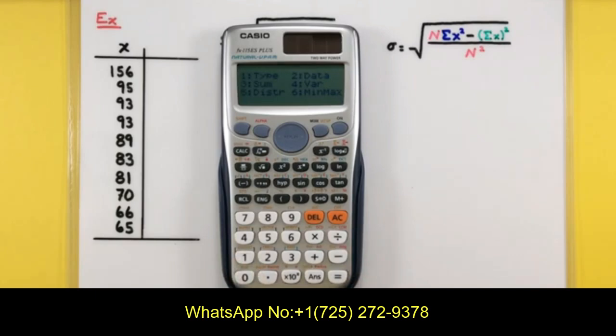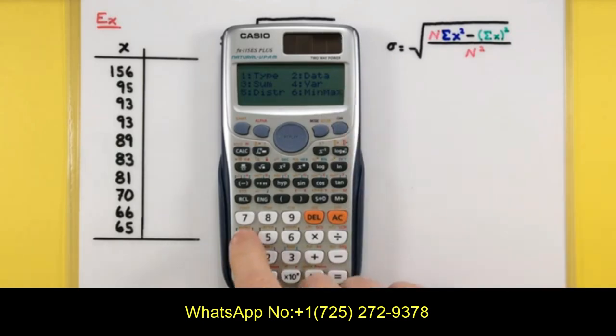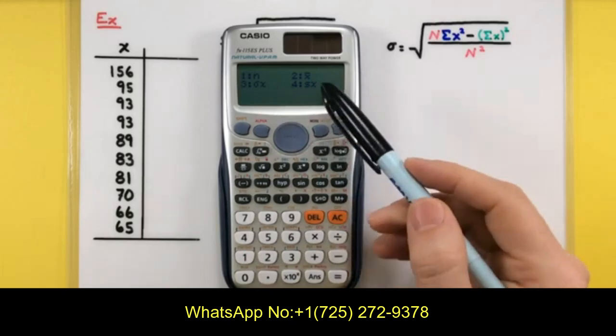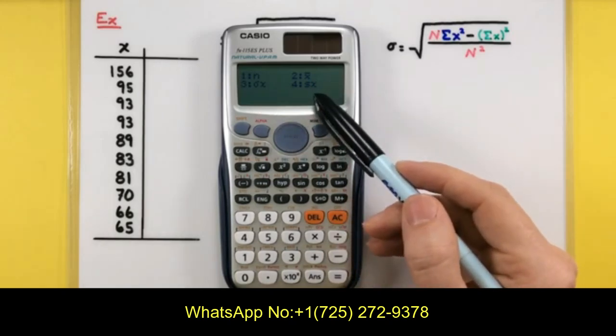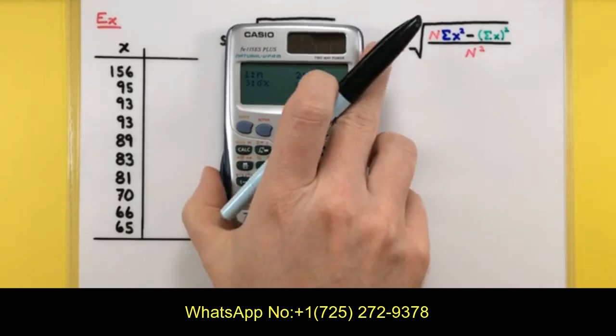Since standard deviation is a measure of a type of variation in the data, we'll select number 4. And now we have lots of options. Number 3 would be for the population standard deviation. We can see that because it has a little sigma in there. And 4 would be for the sample standard deviation. We can see it has an S. So let's go ahead and do one of each of these.